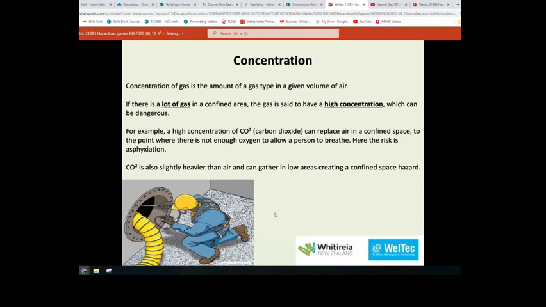So it is important that you may have to pre-ventilate a space, even a trench, to make it a safe work area if there are low-lying gases that have displaced the normal atmosphere in that location, and monitor it to make sure you remain safe.